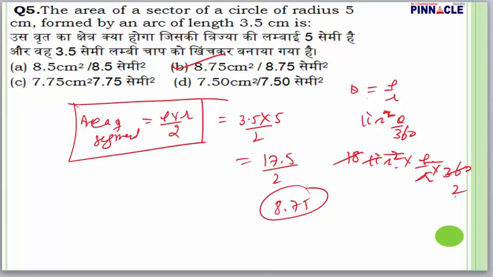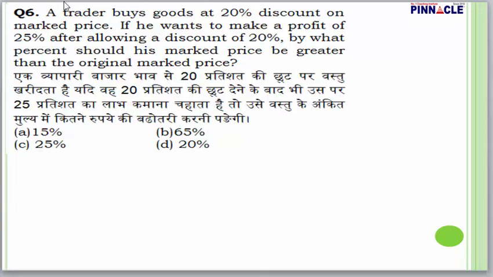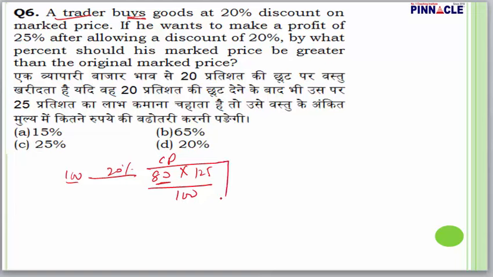Next question, question number 6. A trader buys goods at a 20% discount on the mark price. Earlier, if the mark price is 100, at a 20% discount he is buying at 80 rupees. 80 now is CP. This is the buying CP. If he wants to make a profit, now this trader is selling. He wants to make a profit of 25%, that is 125 divided by 100. This is SP.